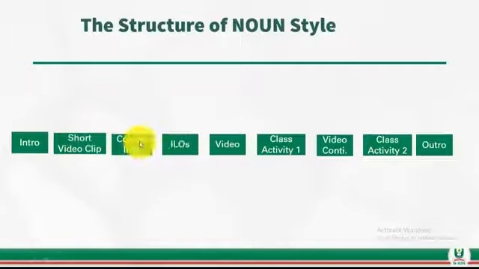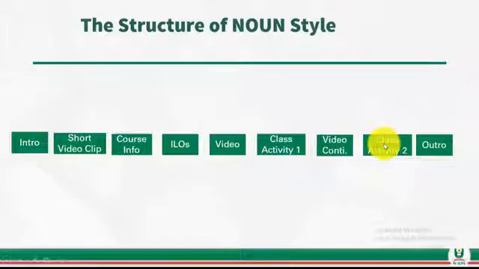Then you should have a page for course information where you are going to supply your details, your name and your email address. Then ILOs, that is the intended learning outcomes. Those are the things you need your students to be able to do after watching your video. Then the lesson video begins here. Now within your lesson video, you should have class activity 1, which is to engage your students as they watch the content. Then after the class activity 1, the lesson video continues.